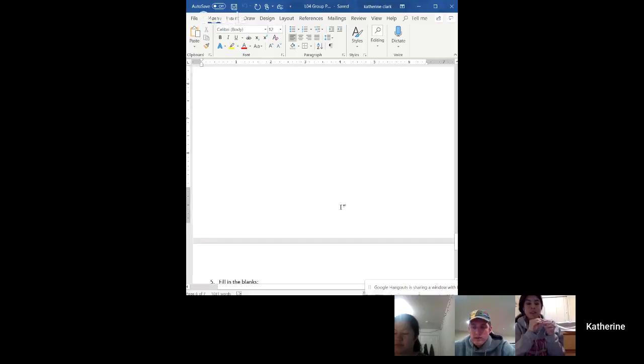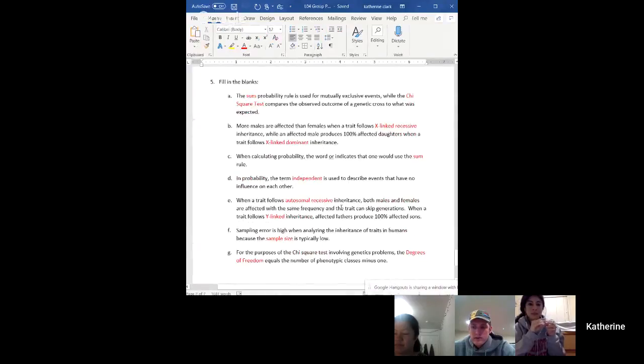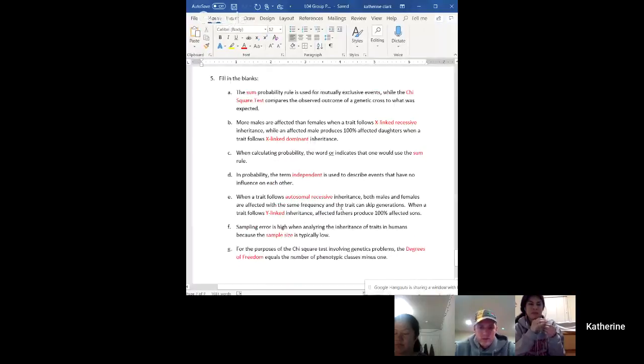Okay. And then I think I have them filled in right here, so we can just go through these. For 5, for A, the sum probability rule is used for mutually exclusive events, while the chi-square test compares the observed outcome of a genetic cross to what was expected. B, more males are affected than females when a trait follows X-linked recessive inheritance, while an affected male produces 100% affected daughters when a trait follows X-linked dominant inheritance. C, when calculating probability, the word or indicates that one would use the sum rule. D, in probability, the term independent is used to describe events that have no influence on each other.